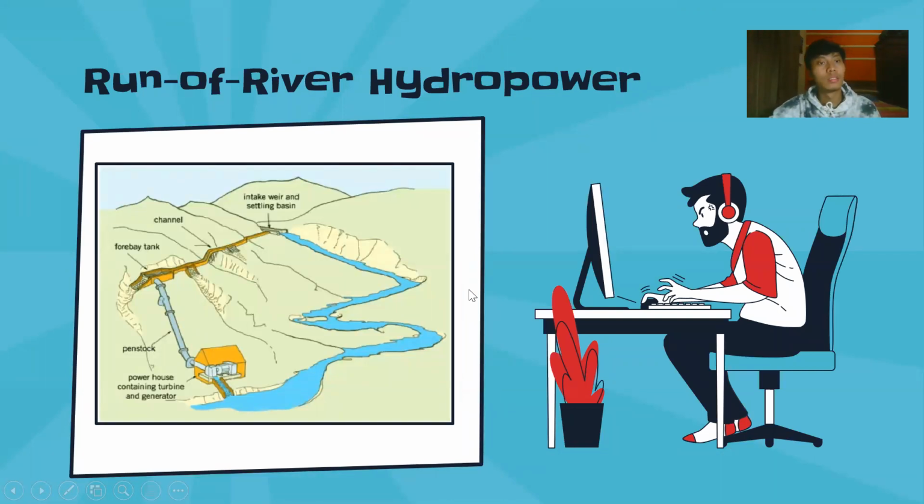And now is run-of-river hydropower. This is the picture. There's a powerhouse containing turbine and generator, the penstock, the forebay tank, the channel, the intake weir, and settling basin. Run-of-river hydropower is a facility that channels flowing water from a river through a canal or penstock to spin a turbine. Typically, a run-of-river project will have little or no storage facility. You can see it there.